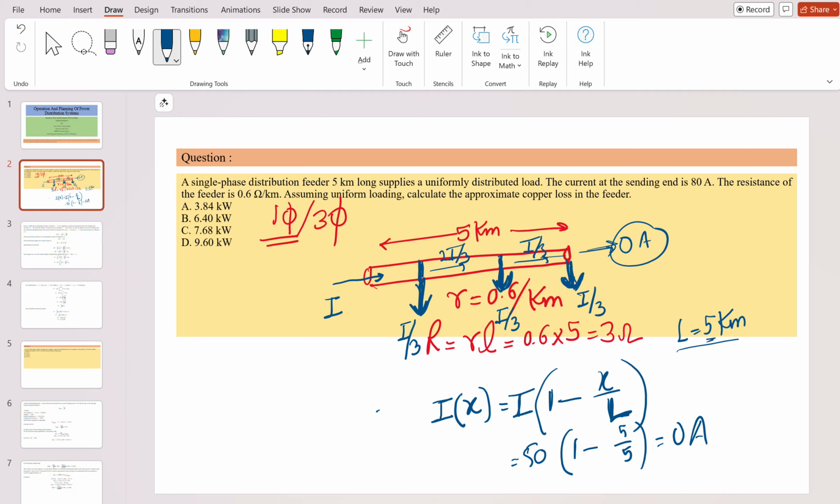ampere. Suppose you wanted to check at what distance the current will be there. In between, the loads are equally divided and each has an equal drop. At the end of the section, at the end of the feeder, there will be zero current flowing. So let's try to mimic this in mathematical equation format.